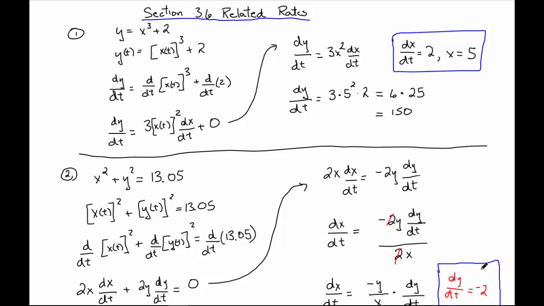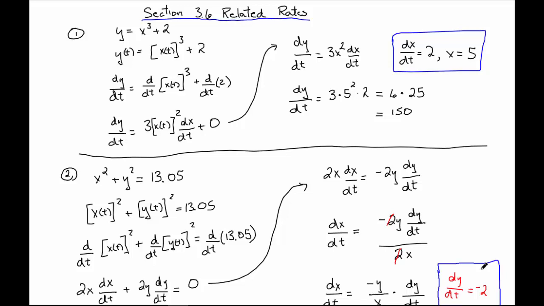Welcome to Business Calculus, section 3.6 on related rates. This section builds on the previous section where we did implicit derivatives. This is a little bit harder. It's harder in the sense that all the variables typically depend on time.